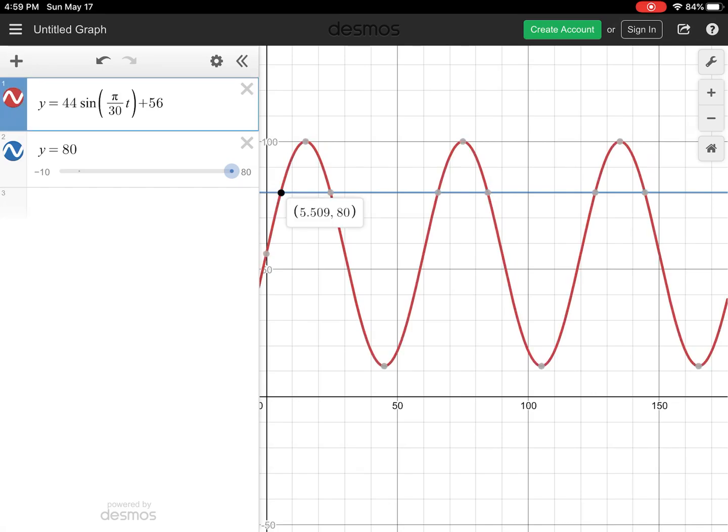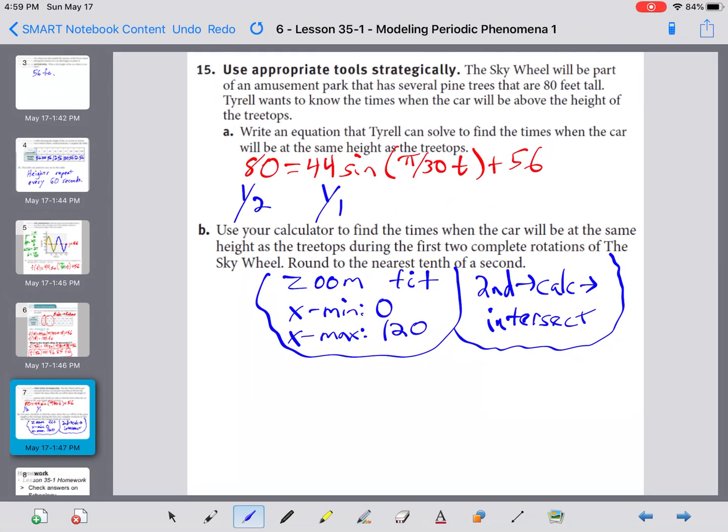All right, so if I look at this first point, I want to know when it hits 80 feet. Right there, it's going to hit 80 feet at 5.5 seconds. It says round to the nearest tenth, so time is going to be 5.5 seconds. And it just wants the first 2 complete rotations here, so the X max of 120 is the best option if you're using the TI. So the first time it hits 80 feet is 5.5 seconds.